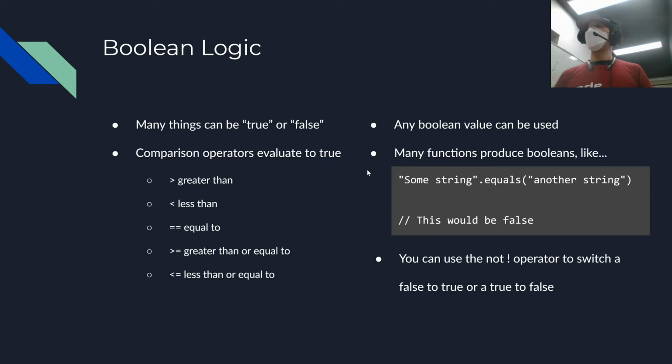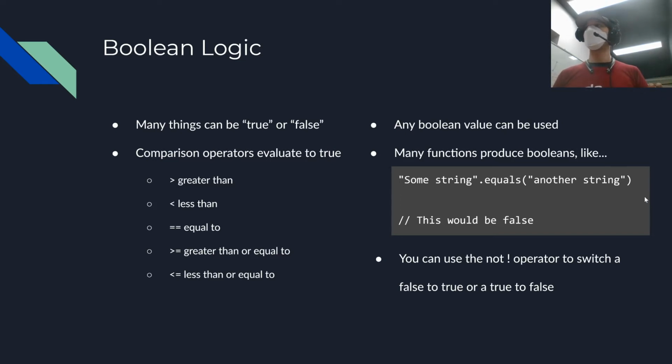Now, in addition to using these comparison operators, you can use any Boolean value, right? So anything that's true or false. Now, this means you can use variables that are Boolean types, or you can use functions that output Booleans. For example, the string has a special function called equals. This dot right here, we haven't covered that yet, but just know that if you have a string and you want to check for equality, you do dot equals. Okay, you'll learn what exactly that means later. And then you have another string. This is a function call. And this function will produce a Boolean value.